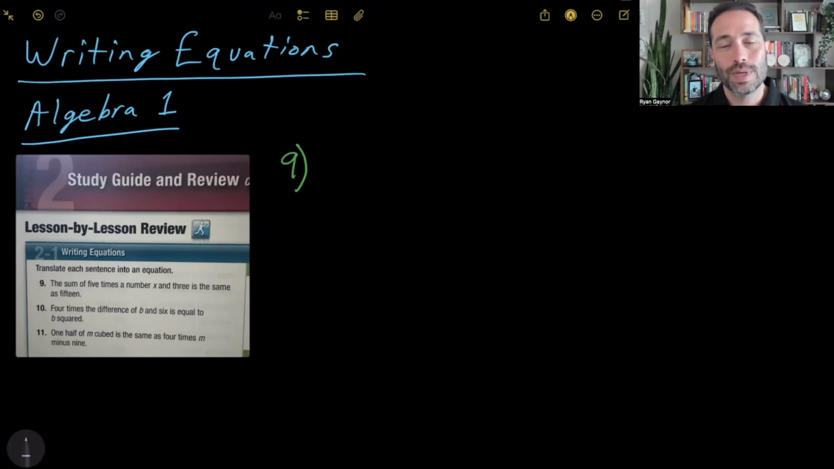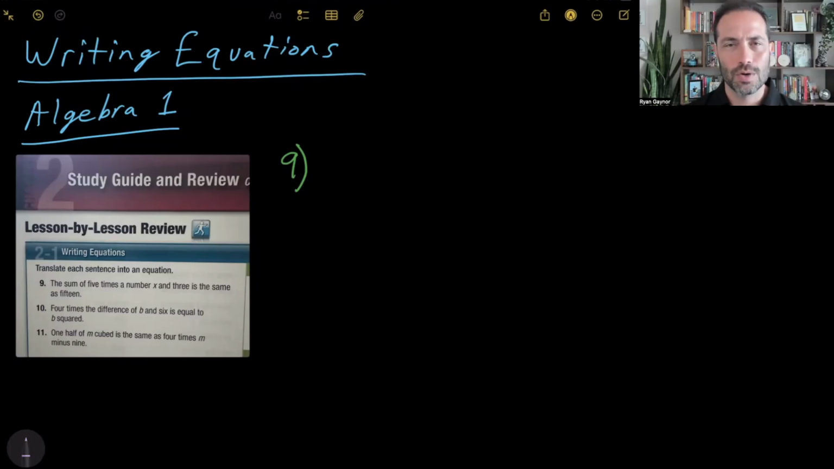All right, so we are looking at the study guide review section 2-1 and writing equations. Here we go. Number 9. Translate each sentence into an equation. The sum of 5 times a number x and 3 is the same as 15.